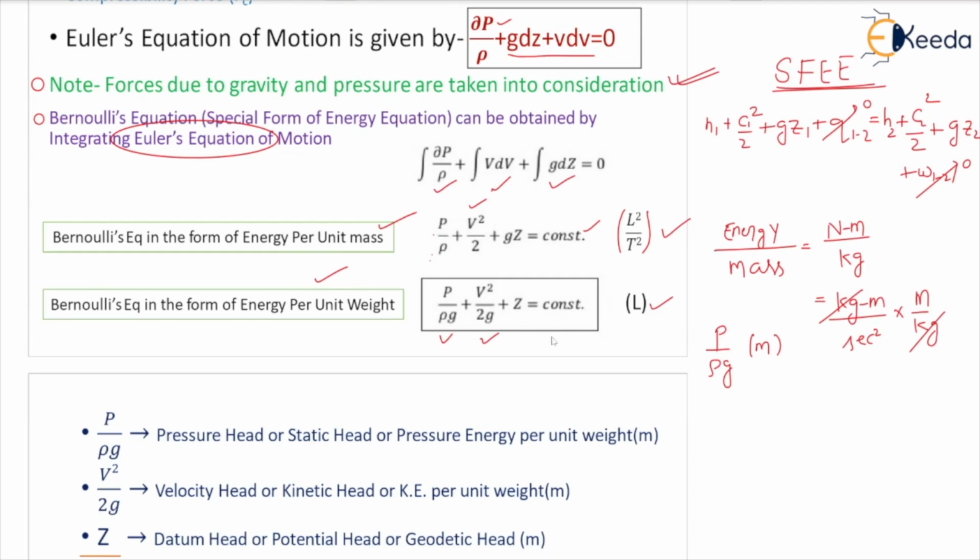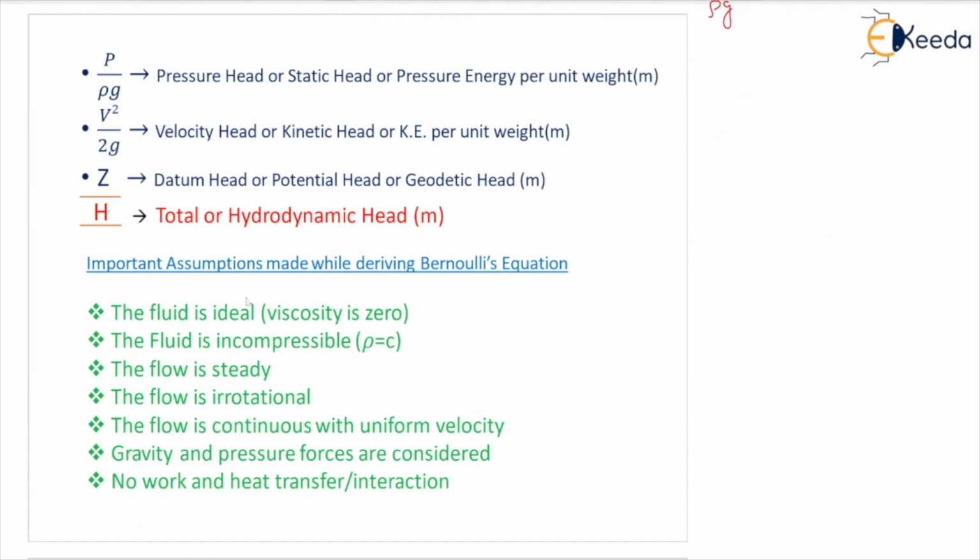Let us see in detail about these three terms present in Bernoulli's equation. About P by rho g: it can be written under different names. P by rho g is the pressure head, also known as static head, or pressure energy per unit weight. Three different names are there, so don't get confused. I told you the equation is written as energy per unit weight.